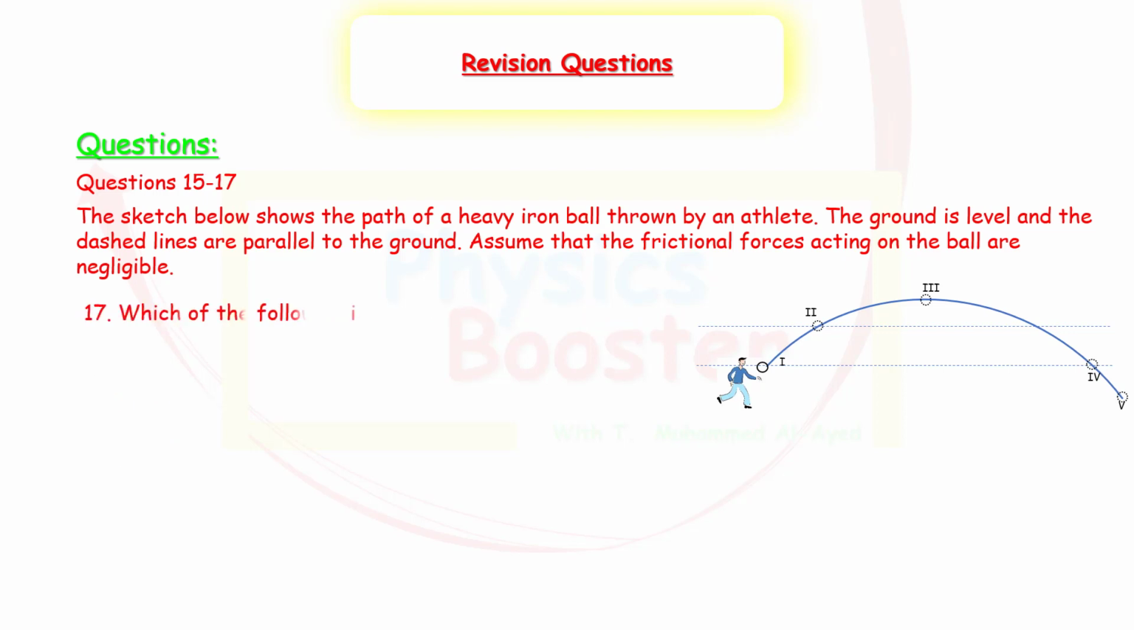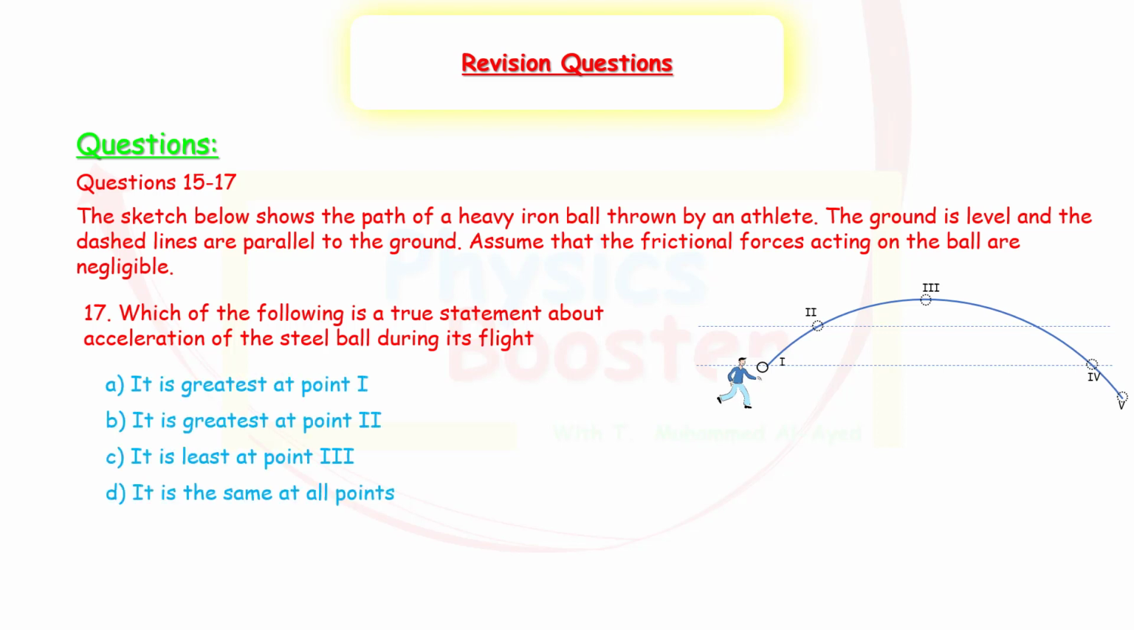And finally, which of the following statements is true about the acceleration of the steel ball during its flight? Some of you may say that this is not directly connected to this chapter, and I can say yes, but it's very easy to answer because in a projectile motion, we will have a constant acceleration because the potential energy is calculated using the equation which is equal to mgh. And g, which is the gravitational acceleration, is constant and doesn't change throughout the path of the ball. So we can say that the acceleration is always the same throughout the path of the ball.